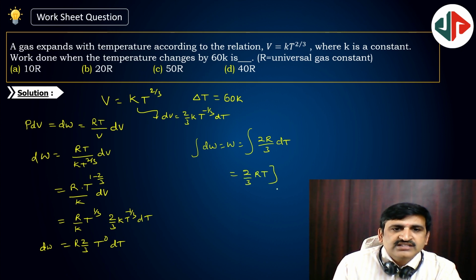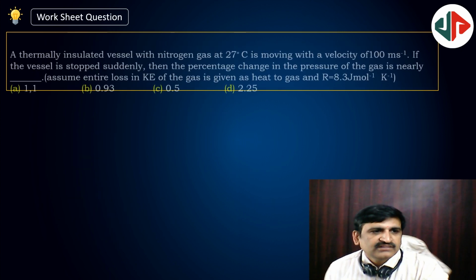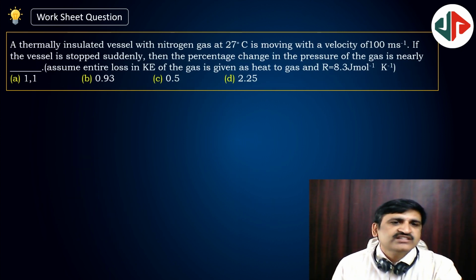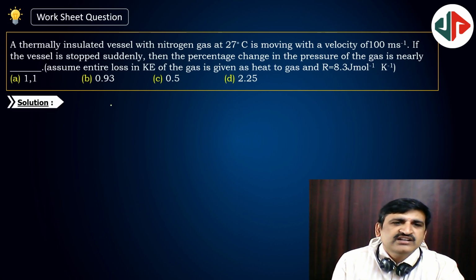And temperature is changed from 0 to 60, so 60 Kelvin I can put. So 60 R into 2 by 3 is there. So 3 will go 20 times, 2 twenties are 40 R.